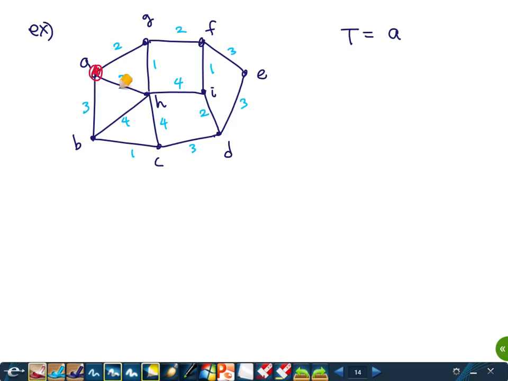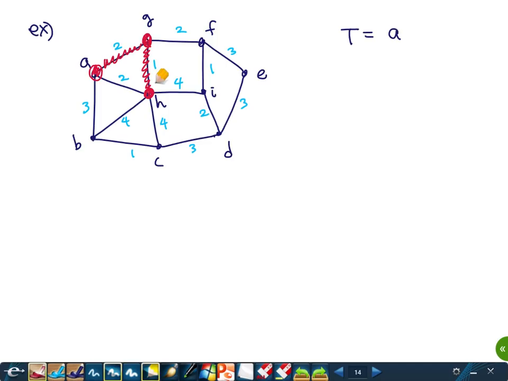There are actually two possibilities. You can either choose this or this. Doesn't matter. So there can be several different outputs. Which one do you want to choose? Up or down? Up. Okay. Up. Next, find an edge connecting a dot in T and a dot not in T. So there are 1, 2, 3, 4 possible candidates. Which one has the smallest weight? This one. It has weight 1, so we select this.